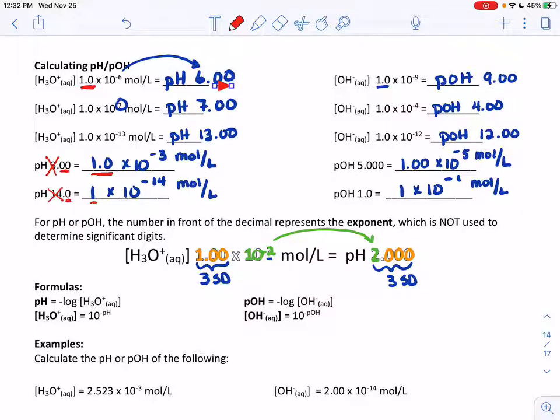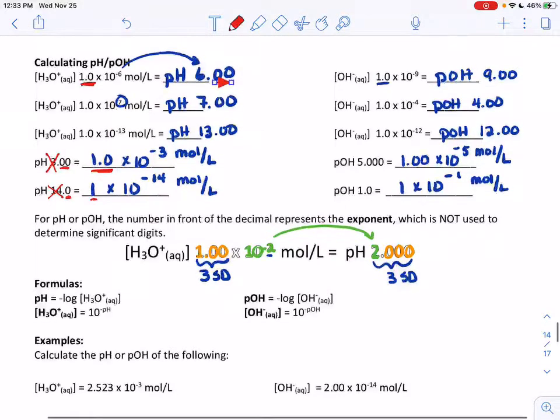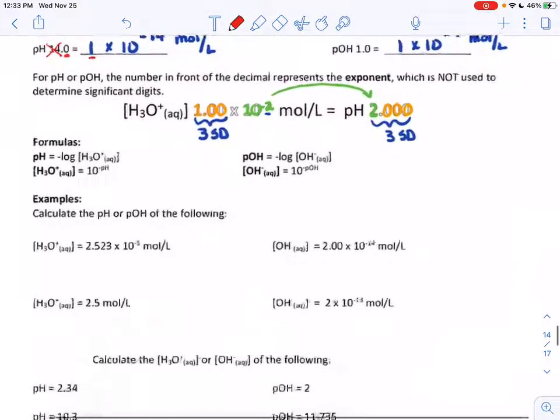And I know that you're probably thinking, what? I know, but you will get used to it. And remember that this special rule is only for pH and pOH. Don't start applying it to everything. Okay, only pH and pOH have that special rule where the number in front of the decimal does not count as a significant digit. Why? Because that number in front of the decimal is representing an exponent, and exponents are never part of our significant digit determination. All right, so how do we calculate pH and pOH mathematically?